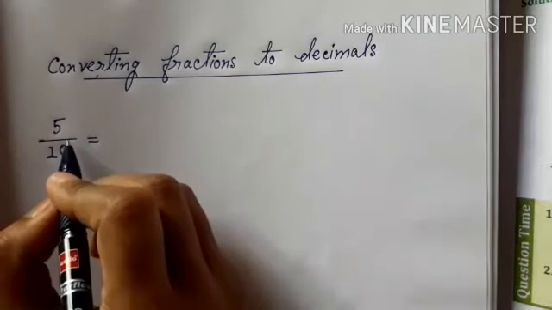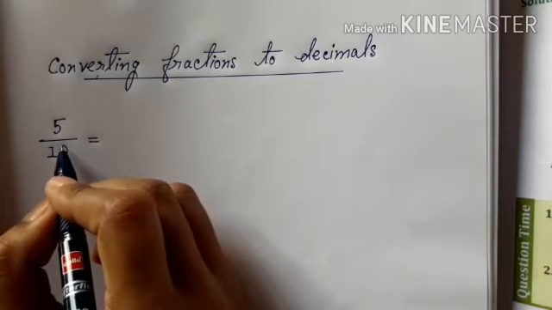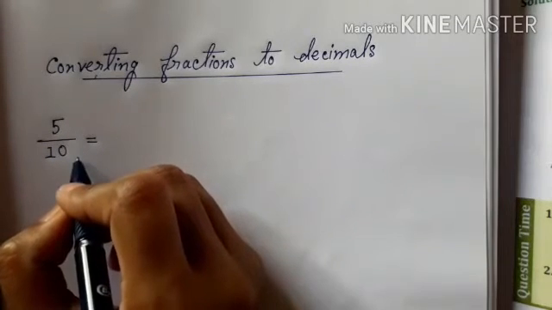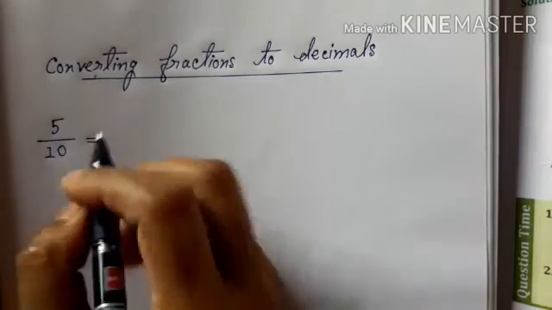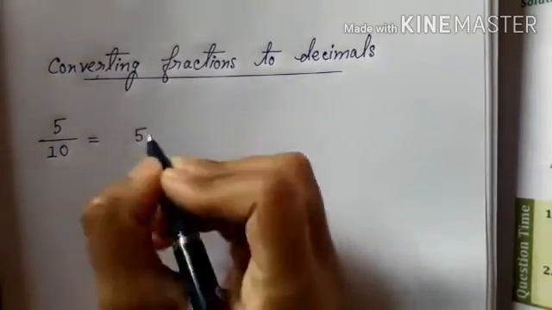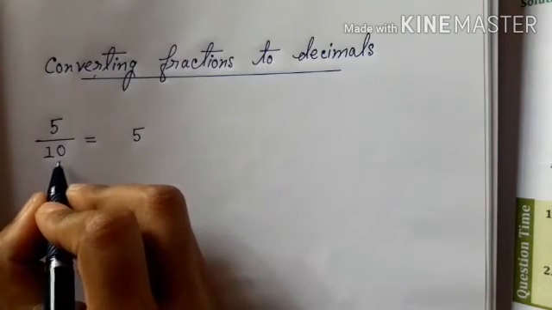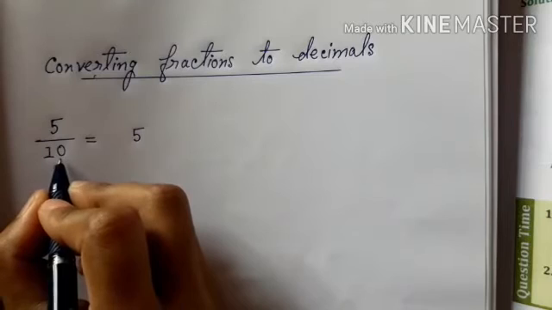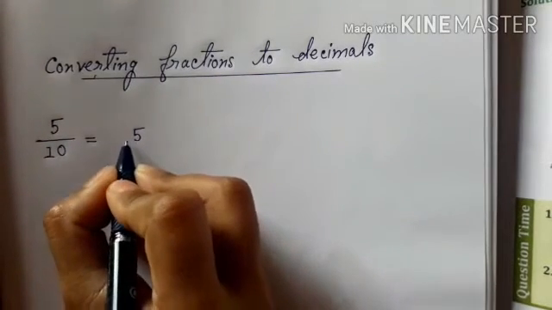Okay. So this is 5 by 10. Now we will convert this fraction to the decimal. So first of all we have to write the numerator. Here the numerator is 5, right? So write here 5. Now look at the denominator. Here we have to check how many zeros are there. Okay, so there is only one zero, right? So put the decimal point after one digit.